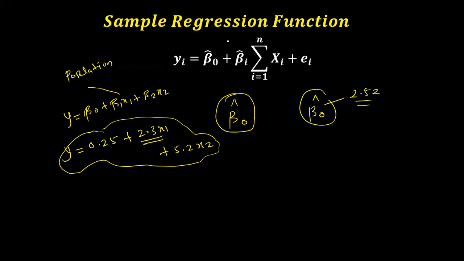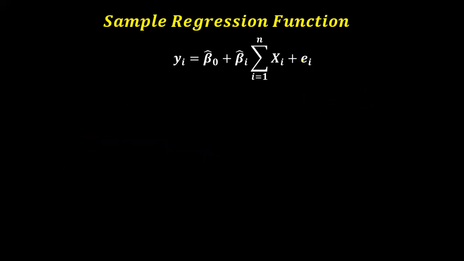Now this error function is also a random error, but here it is called the residual. We are going to calculate it for each and every x1 and x2, for example. This is what we are concerned with: in the sample regression function, we are going to calculate this error. In this video we will see how it is done. But before that, let's see what that error is.